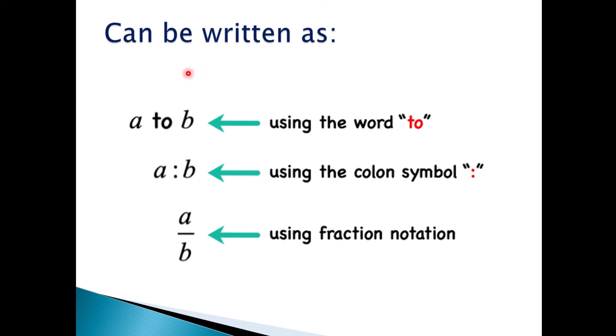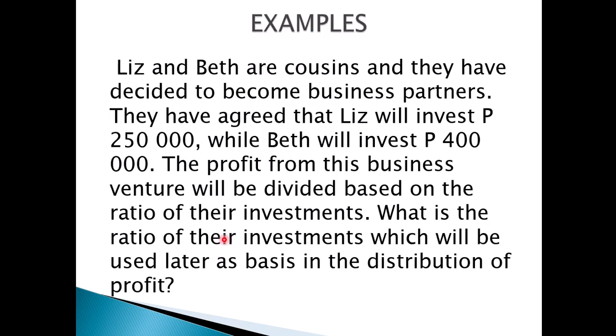Now, ratio can be written as A to B using the word "to." For the second one, A is to B using the colon symbol, and A over B using the fraction notation. So we can write down ratio in three forms. Take note of this one. And next, let's have an example problem which is about ratio.